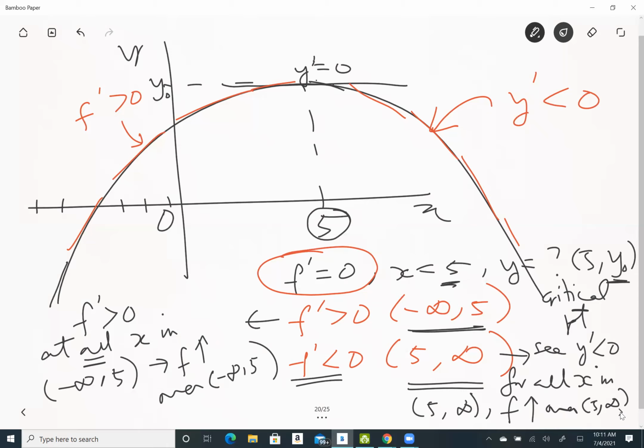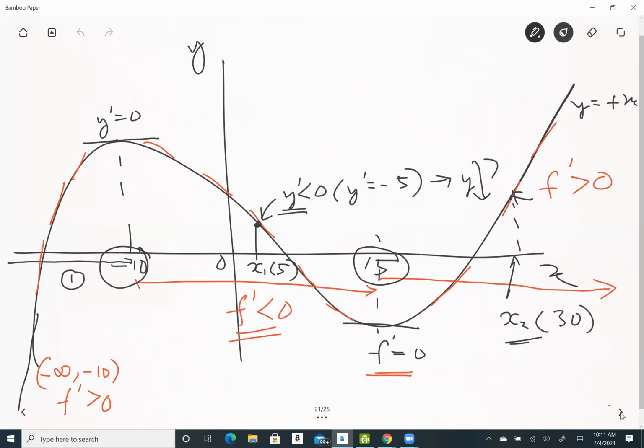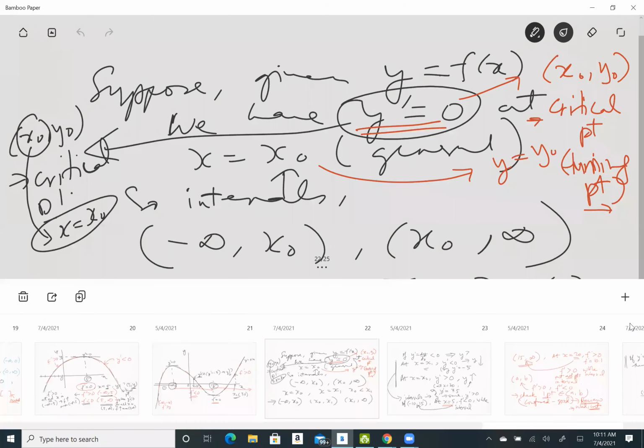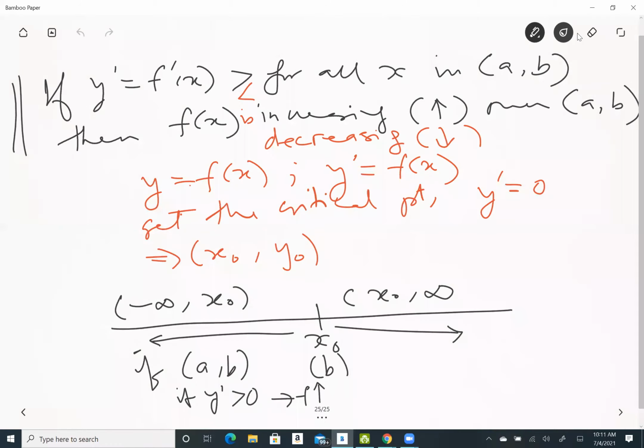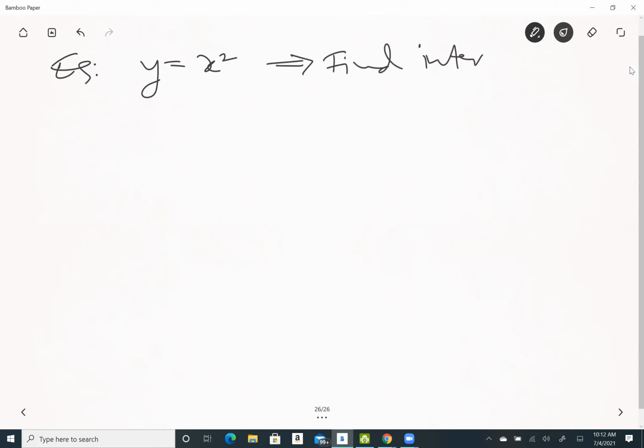All right. For now, using this observation or this relationship, we want to find the intervals for which the function is increasing and the function is decreasing. So let's look at an example. Suppose we have y equal to x squared. Very simple function, I think we started with this function. Here we want to find the intervals for which the function is increasing and decreasing.